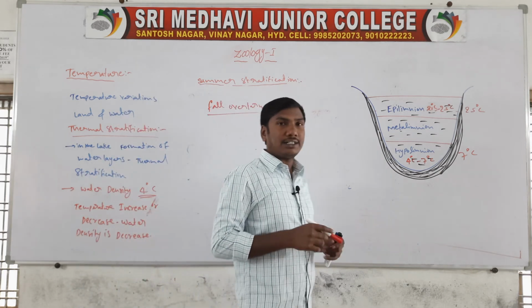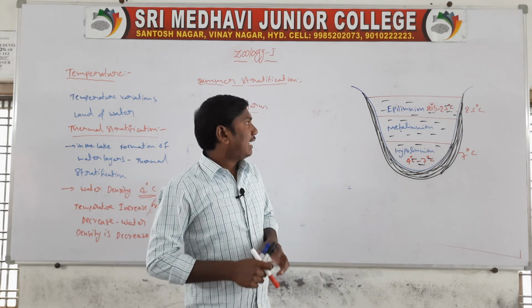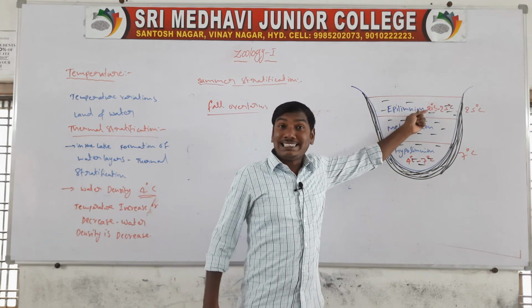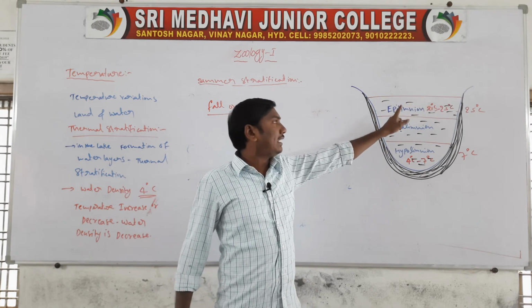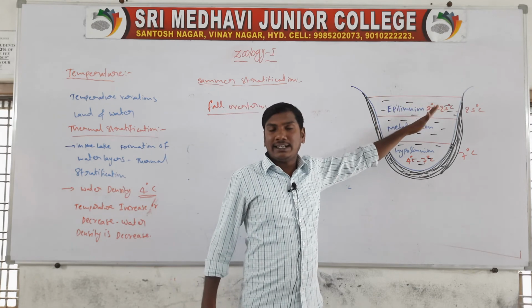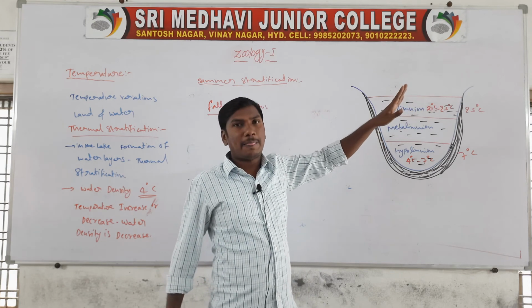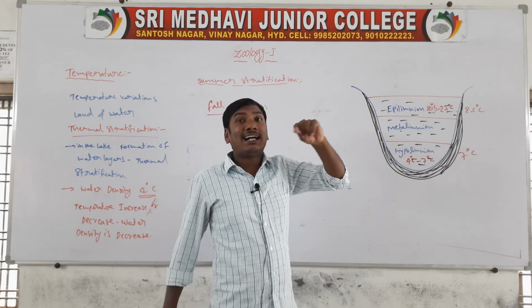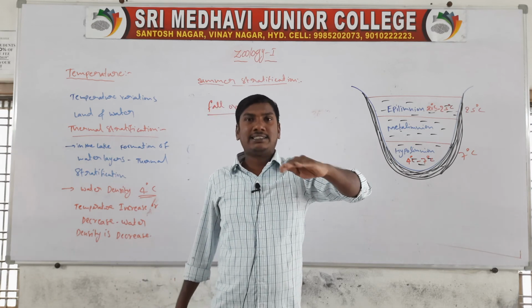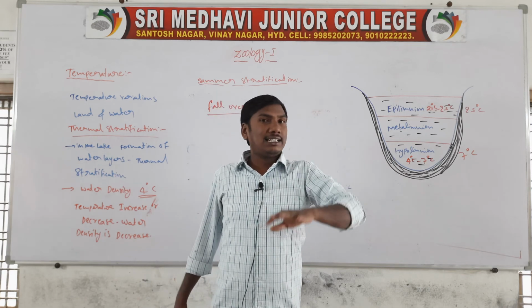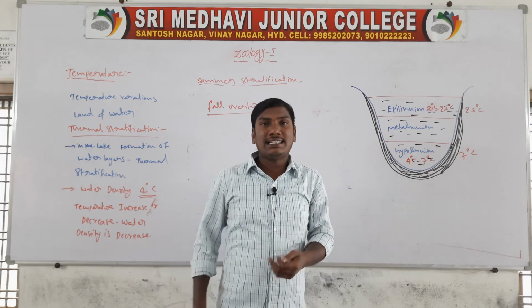So, fall overturn means the Epilimnion layer is rich in oxygen and less in nutrients. The water density is highest at 4 degrees centigrade. When the temperature increases or decreases, the water density decreases.